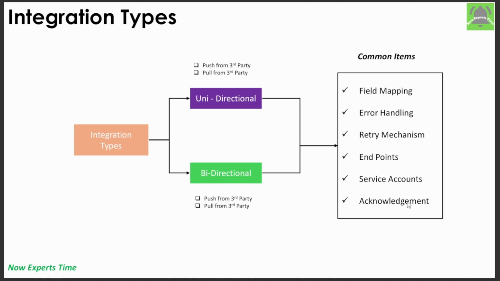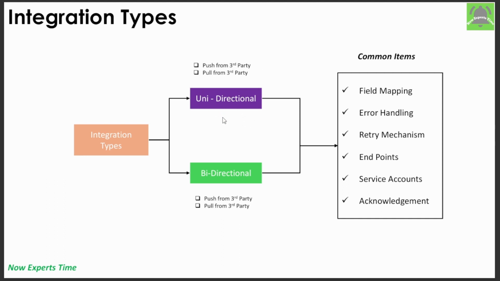I will repeat one more time. Unidirectional and bidirectional. Push and pull mechanism will be used. Push means ServiceNow to third party or third party to ServiceNow. Pull means the same is applicable. Instead of pushing, we are pulling the data from source system to destination or destination system to source. So that can be defined in this item. This push and pull mechanism is applicable for our entire integration structure.